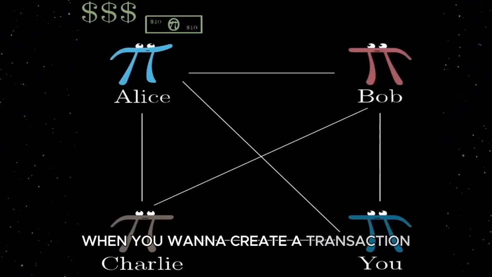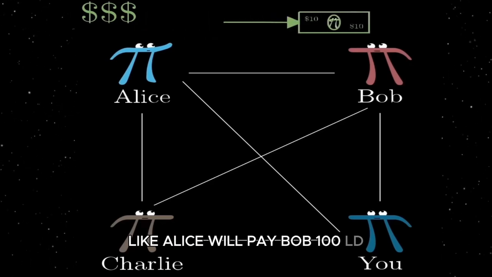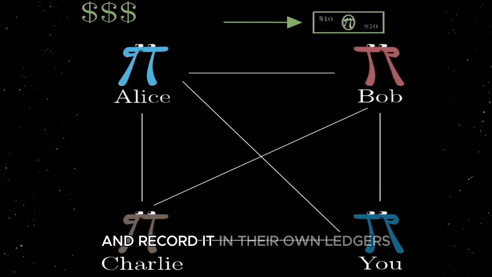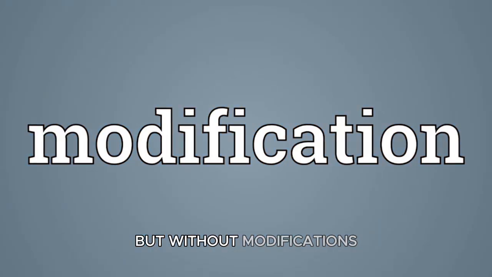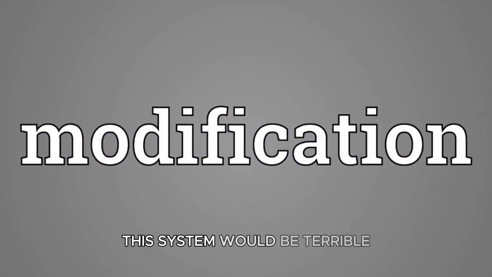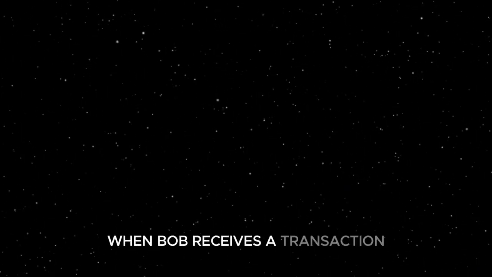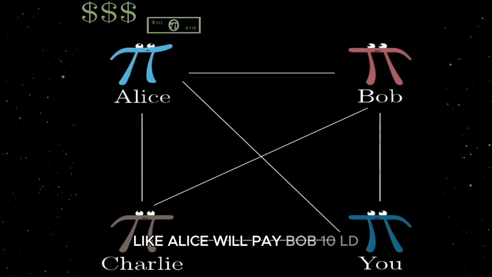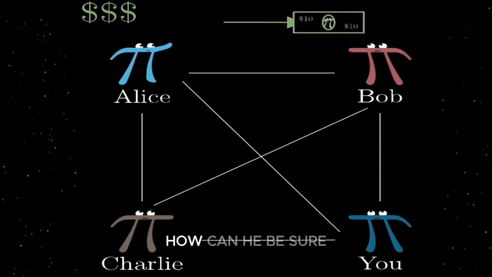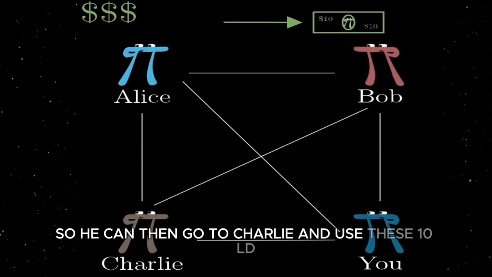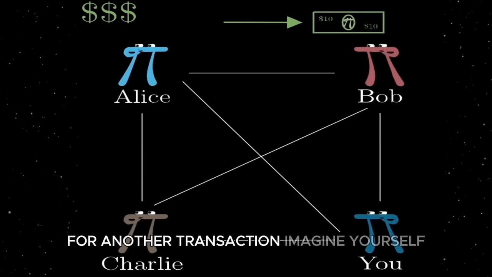When you want to create a transaction like Alice will pay Bob 100 LD, you broadcast it to everyone so others can hear it and record it in their own ledgers. But without modifications, this system would be terrible. How would you get everyone to agree on which version is correct? When Bob receives a transaction like Alice will pay Bob 10 LD, how can he be sure everyone else has recorded this transaction so he can then go to Charlie and use these 10 LD for another transaction?